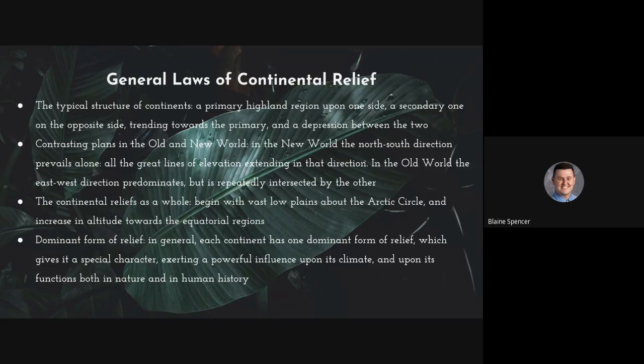And then the fourth rule that we see for the general laws of continental relief is the dominant form of relief for each continent. In general, each continent has one dominant form of relief, which gives it a special character, exerting a powerful influence upon its climate and upon its functions, both in nature and in human history.